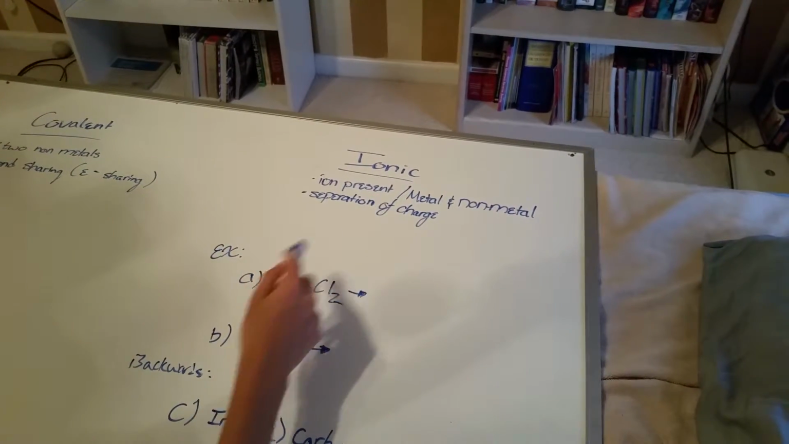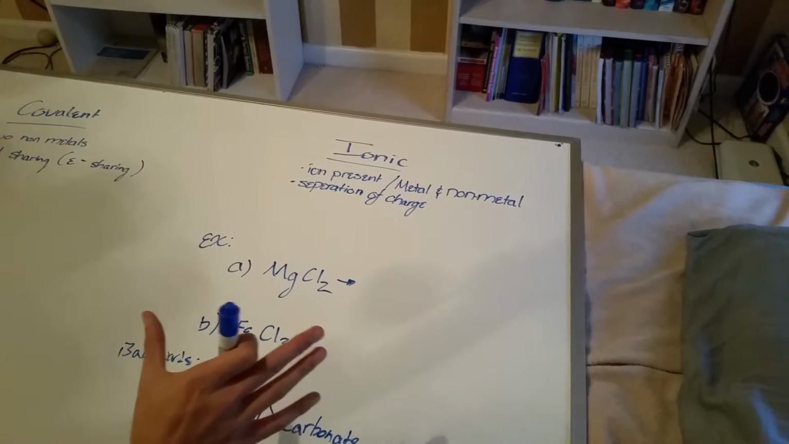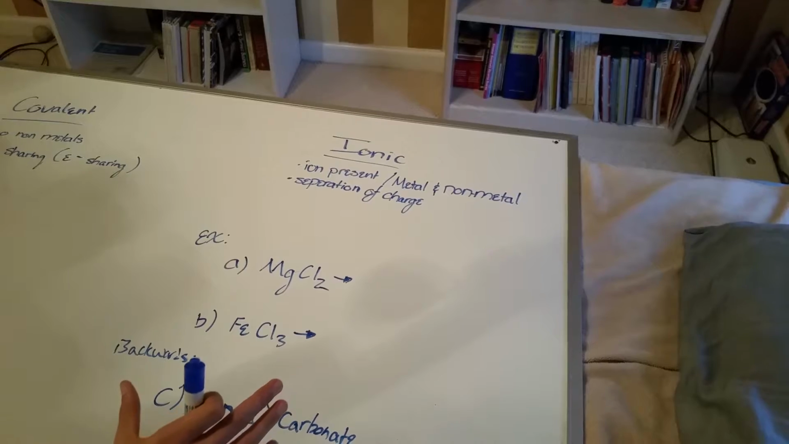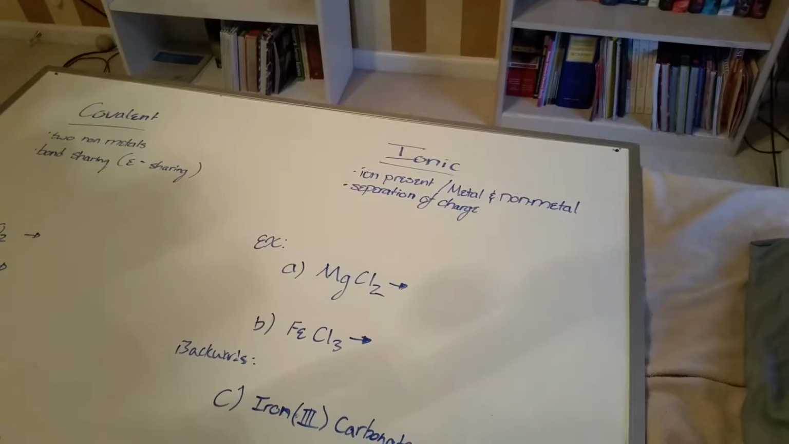So there's a separation of charge, meaning if you want to write an ionic compound, you have to make sure their charges match as well and equal out to zero.